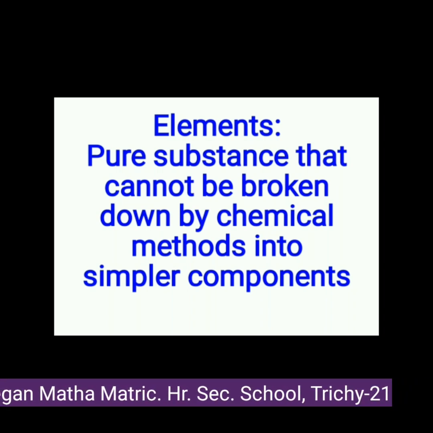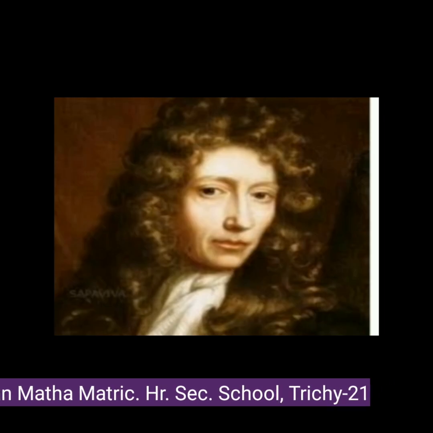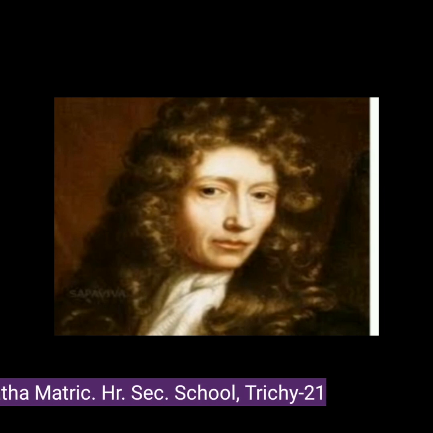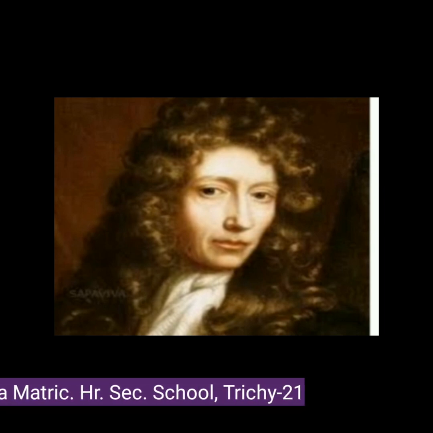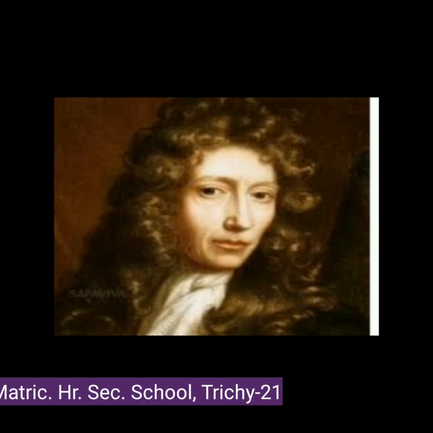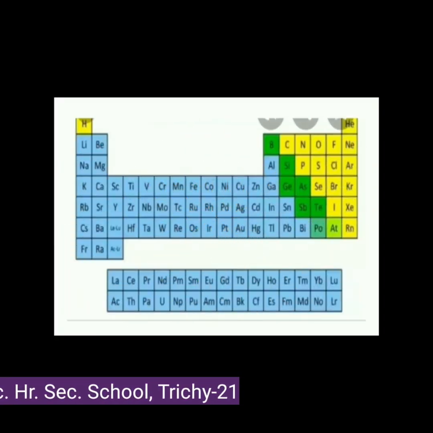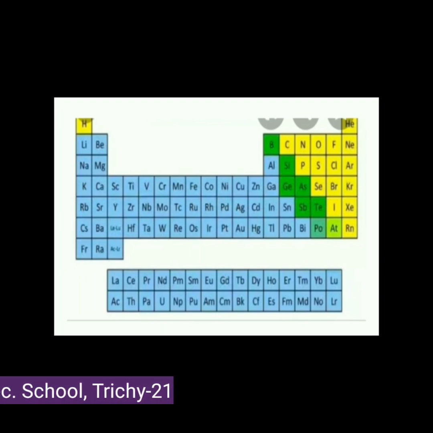In the modern periodic table, Robert Boyle was the first scientist to use the term element. In the modern periodic table, there are 118 known elements, 92 of which are naturally occurring, while the remaining 26 have been artificially created.